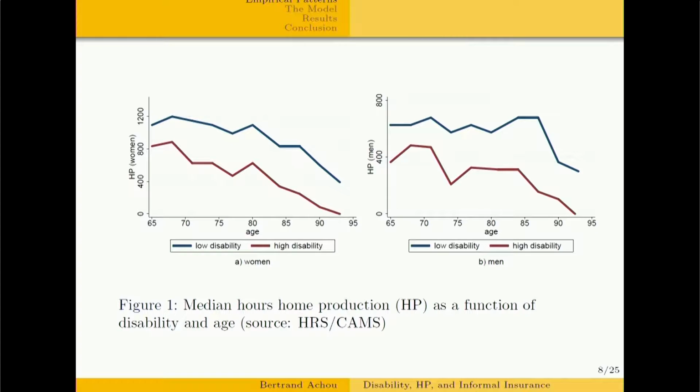Men spend less time on home production, which is something you would expect. But you see that the shocks are also substantial. You go from about 600 hours annually if you're 65 and relatively healthy to about zero if you are highly disabled and above 90 years old. So you can see that you have large shocks to home production. The data are from the US, from the Health and Retirement Study and the Consumption and Activities Mail survey, which was also presented yesterday.